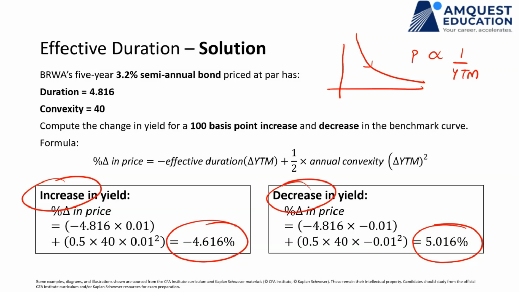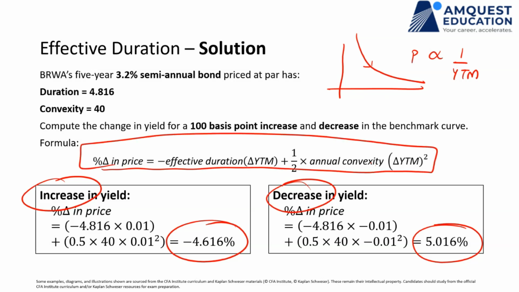This equation we covered yesterday to estimate the price of a bond. If convexity is not given to you, then you can ignore this part of the equation and simply solve for the remaining part, which is percentage change in price equals minus duration times change in YTM. But if convexity is given to you, that is part of your calculations to that extent.